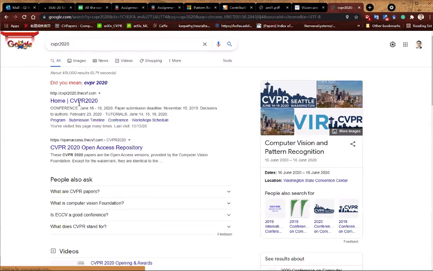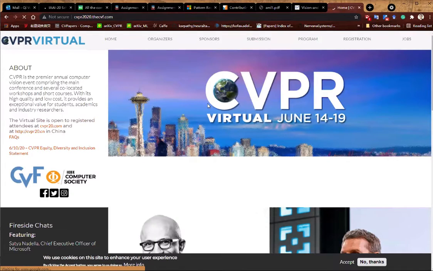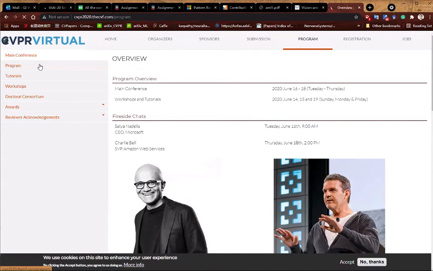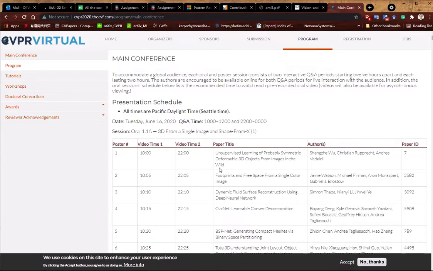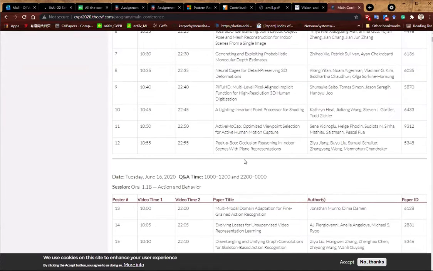So, CVPR 2020. You can see the paper title, Unsupervised Learning of Probably Symmetric Deformable 3D Object from Images in the Wild. This is a typical computer vision research paper. So read those titles, and if you have interest, read those applications.